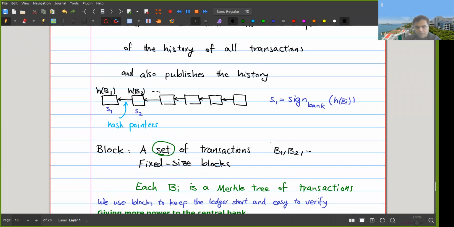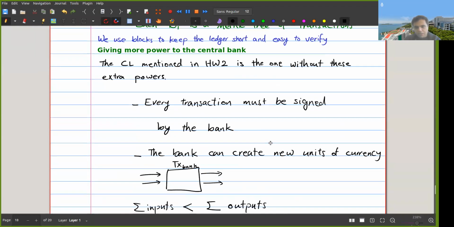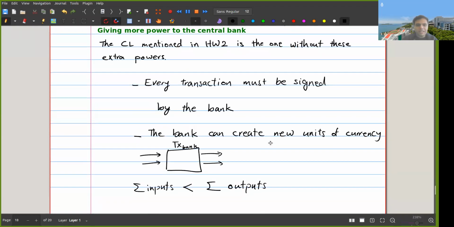Okay, what else can we do? Well, actually, it turns out if the bank has these powers, there's not really any more power you can give to the bank. The bank can do anything with these powers. So suppose that, for example, the bank wants to confiscate a coin that belongs to you. What the bank can do is that it can just never sign any transaction that uses that coin, and instead create a coin with that same value by just creating another transaction that has a higher output than its inputs.